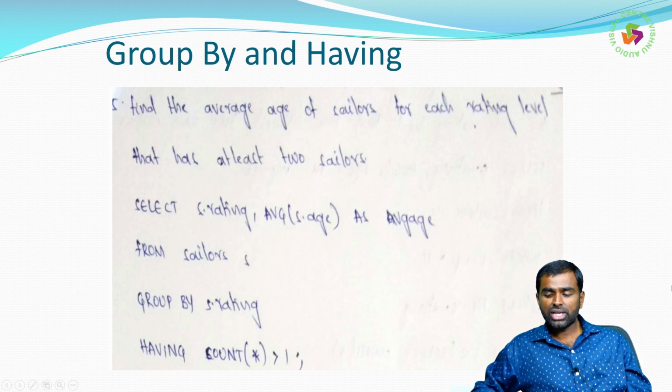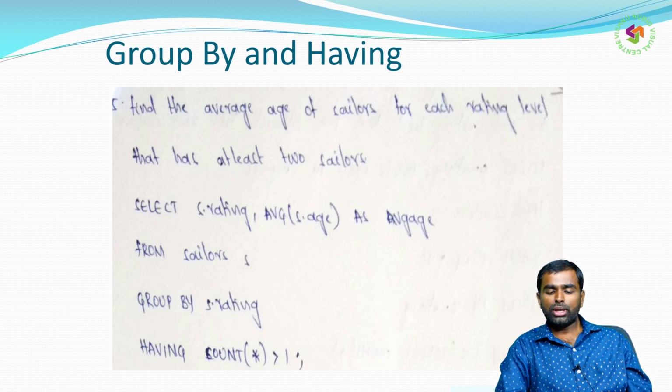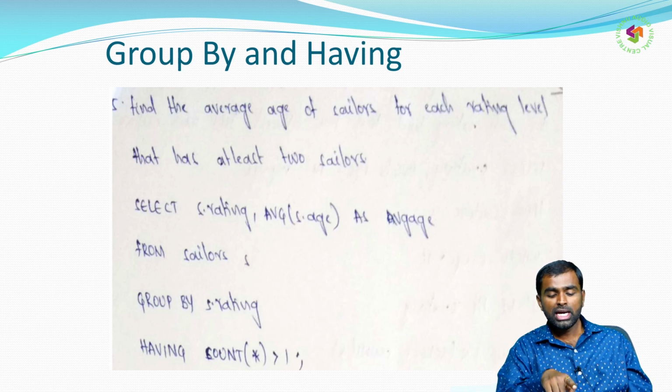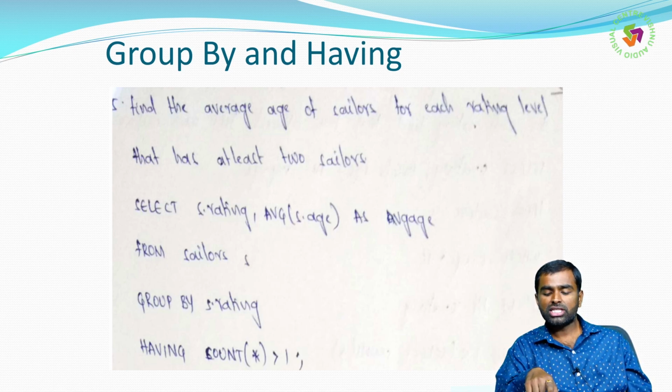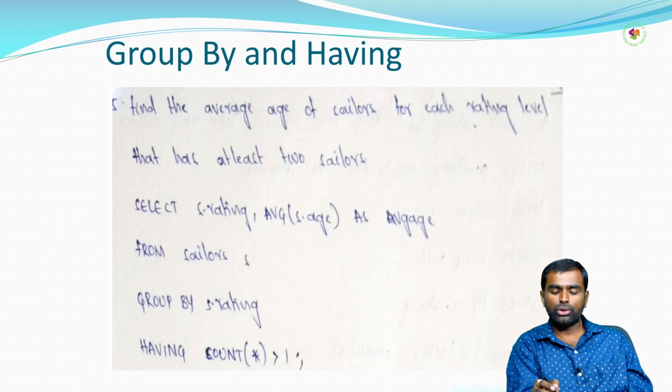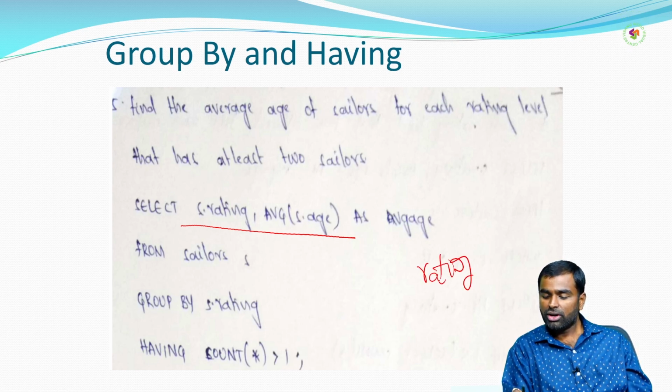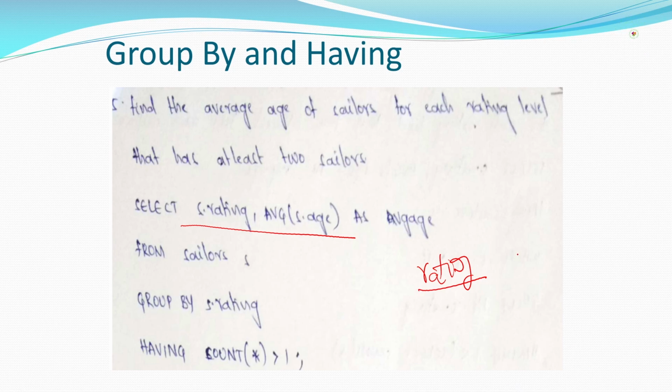Next, find the average age of sailors for each rating level that has at least 2 sailors. What you need to find, you have to give in the SELECT portion. Simply select S.rating, average of S.age as average. For each rating, the average of S.age you need to find. My output should be like this: the rating, and for each rating, what is the average age? This is my output.